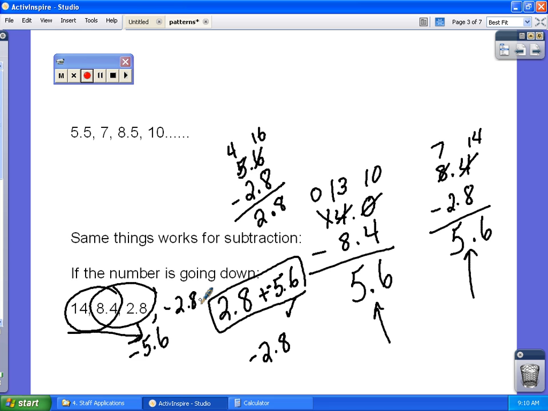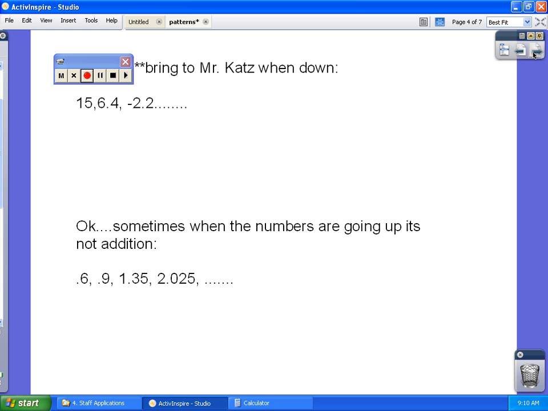And then you would keep going. So you would do negative 2.8 minus another 5.6, and you keep going and going and going. Alright, now what I want you to do is do this problem right now. Pause the video, and I want you to do it, and then bring it up to Mr. Katz, to me. Alright, now that you brought it up and you got it right, now you're ready to move on to the next problems.